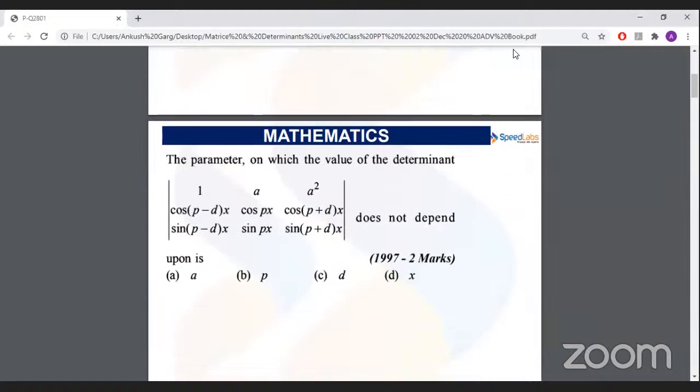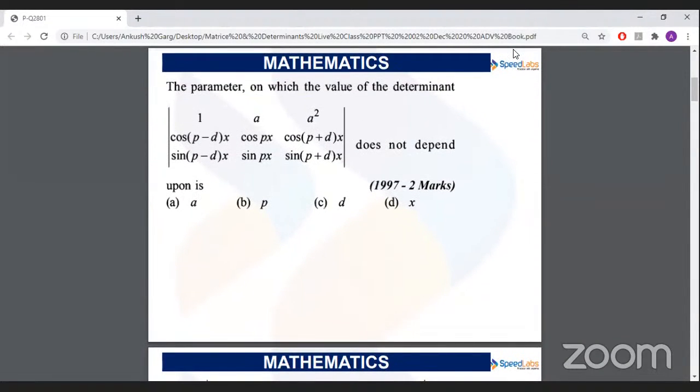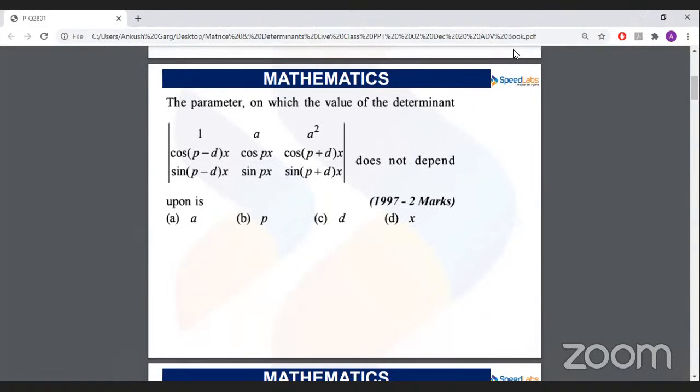Okay, let's move to our next question. All right, so this is your next question. The parameter on which the value of this determinant does not depend is. So basically you have to see on which particular parameter the value of this determinant is not depending.